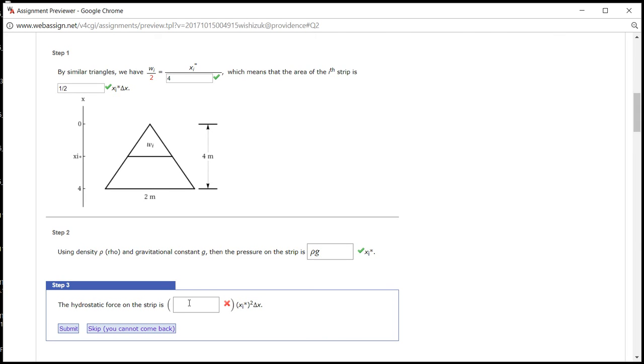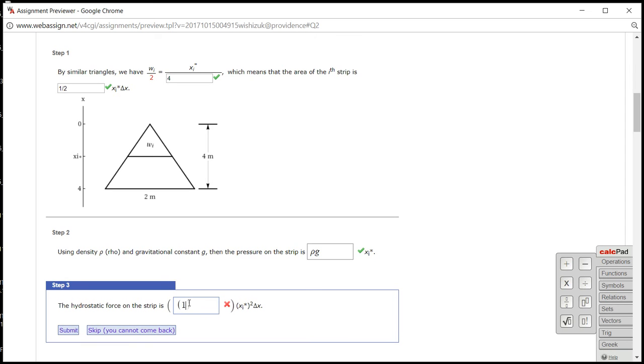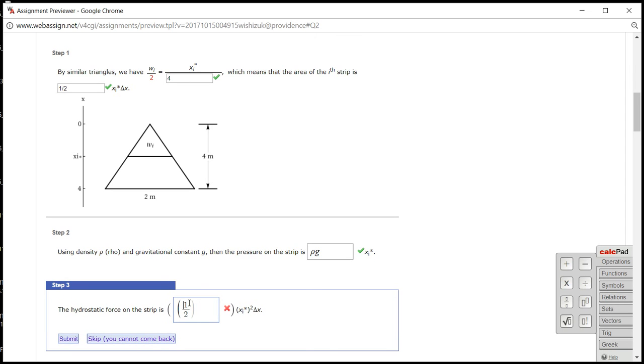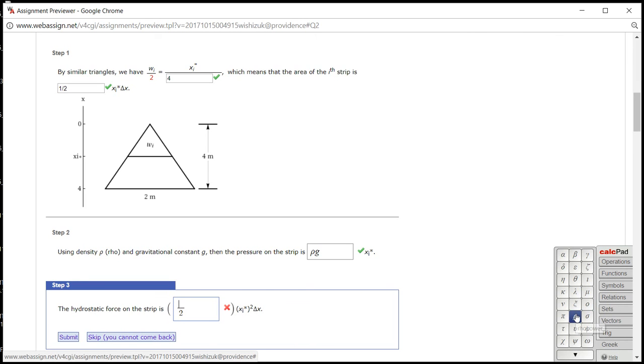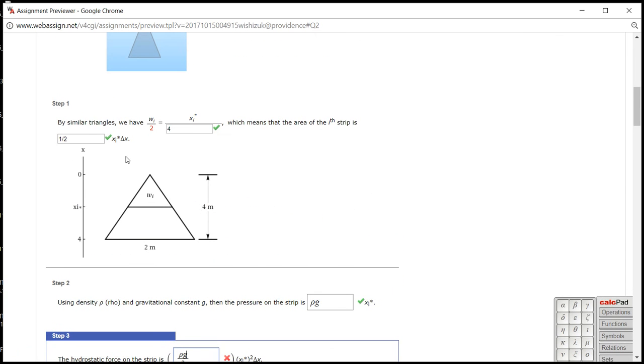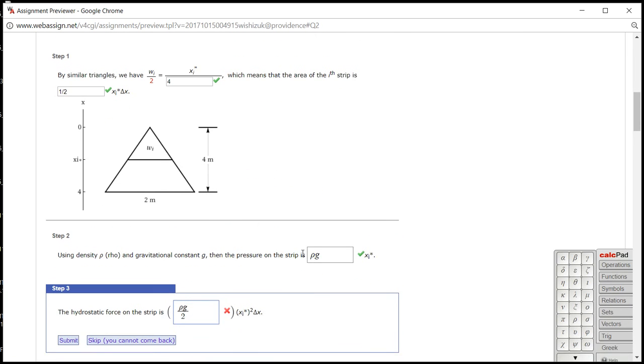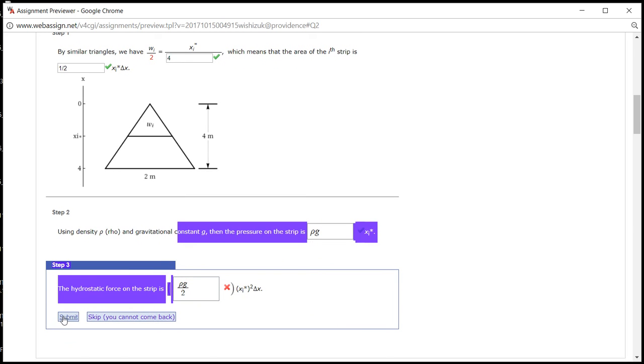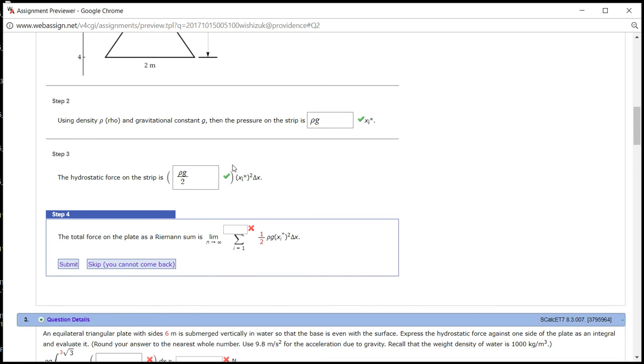So this is going to be 1/2, and I'm going to have to put rho here, so Greek letter, rho and g, and xi star times xi star, so there's a square there, delta x. All right, so all we did was multiply step 1 and step 2 together to get that. Let's submit. It came back and we got step 3 correctly.